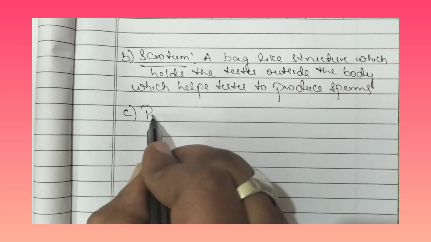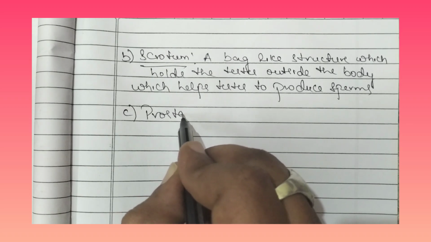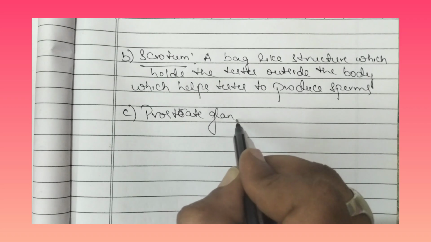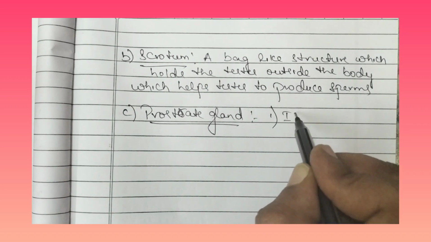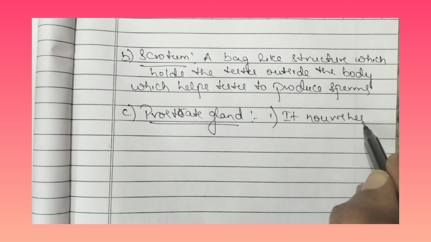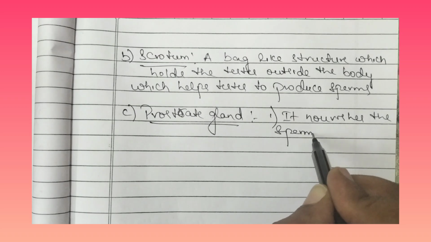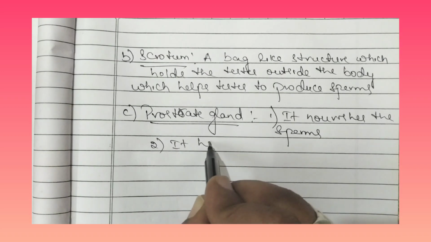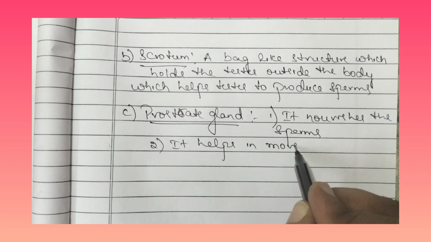Then the third one is prostate gland. So this prostate gland, it nourishes the sperms, and the second one, it helps in movement of sperms.